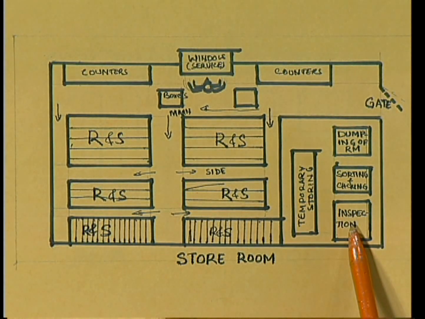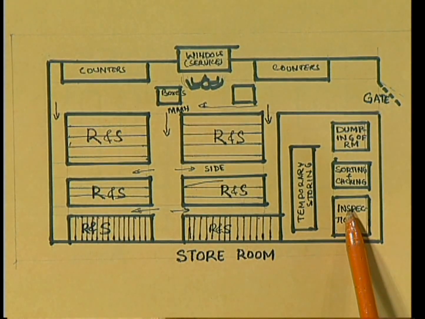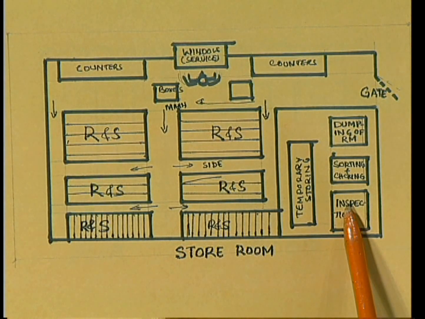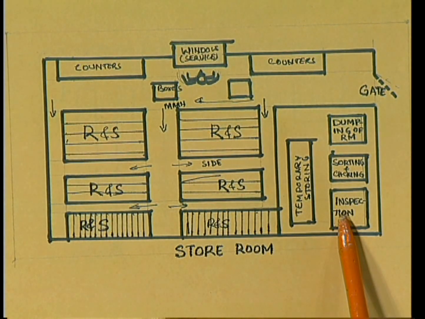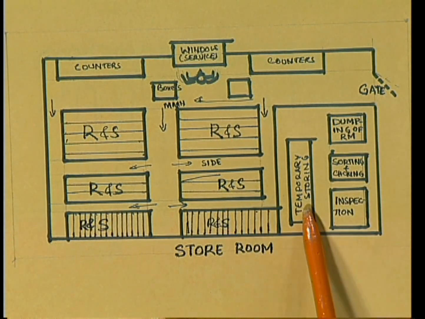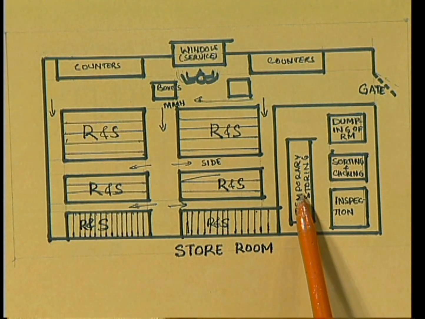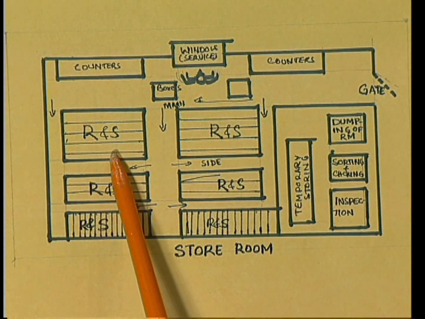Then we will go to the inspection. The inspection people will see, according to the purchase order, these specifications, whether the materials are within the specifications or not. If they are okay, they will be accepted. If rejected, they will be sent back to the consignee, that is, the vendor. And next, after the inspection, it comes to the temporary storing. Then from here the different materials go to their actual places, like the racks and shelves.